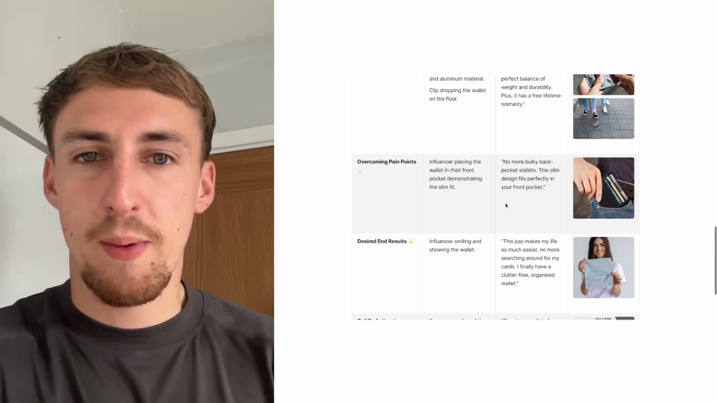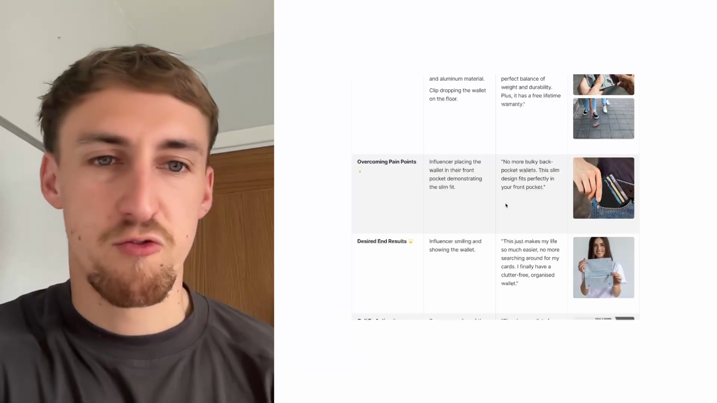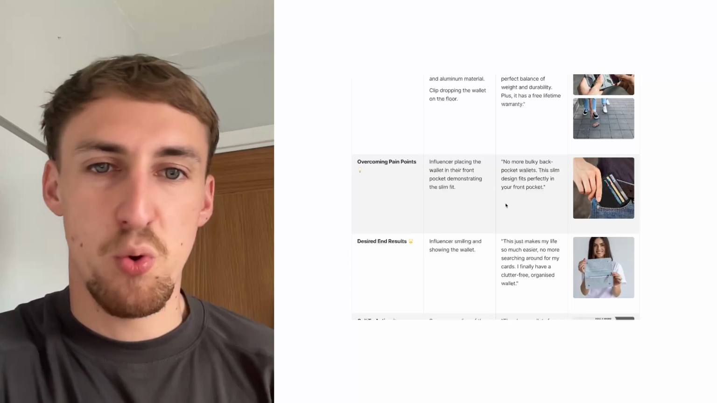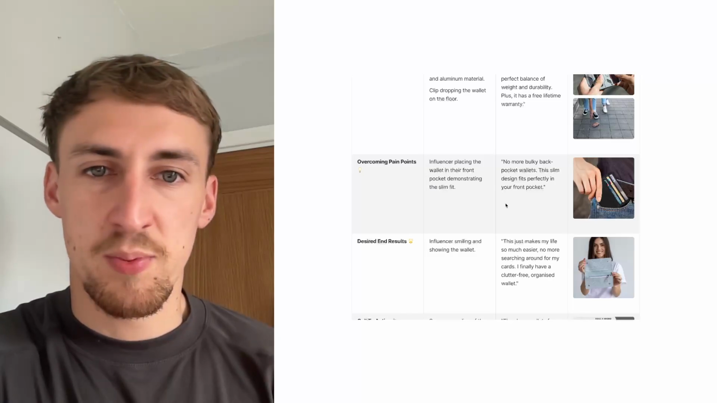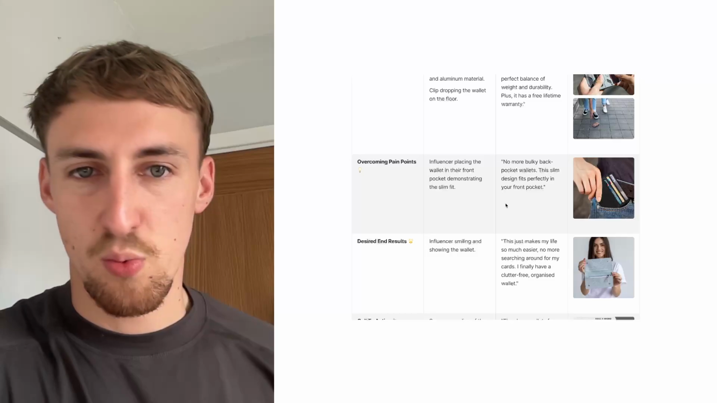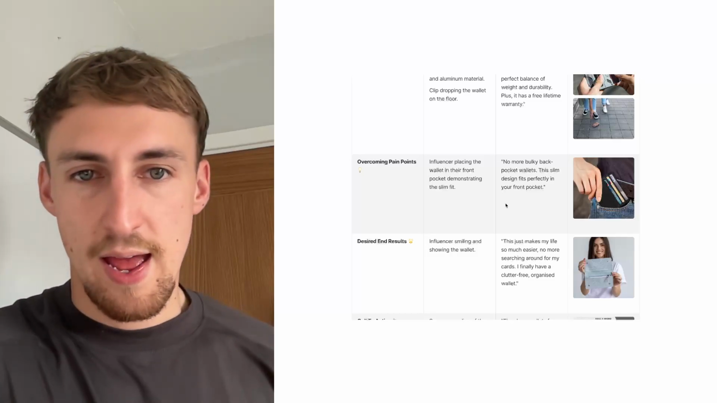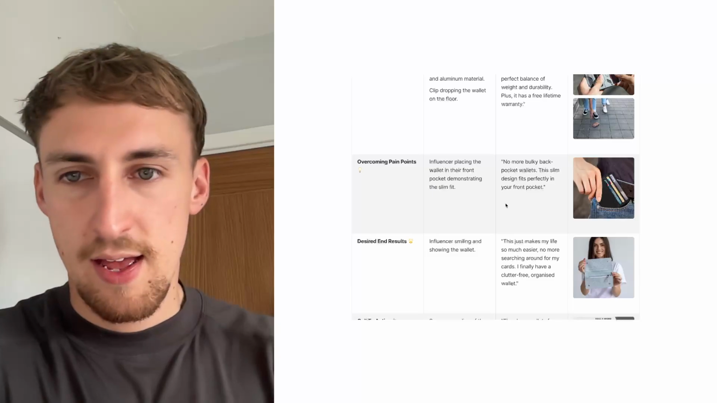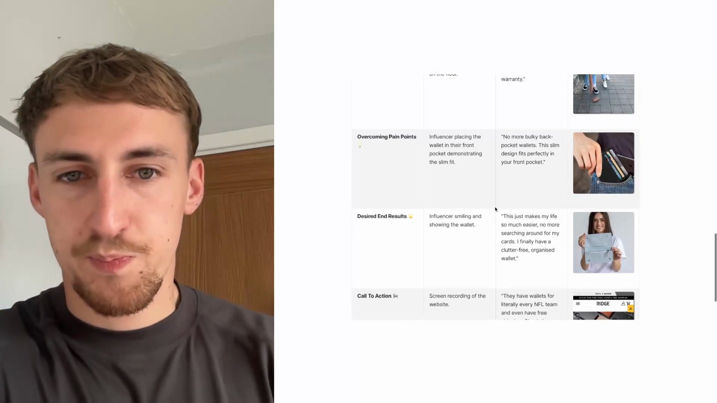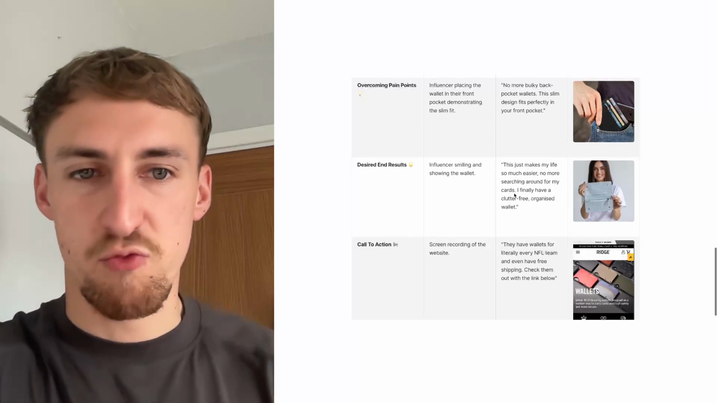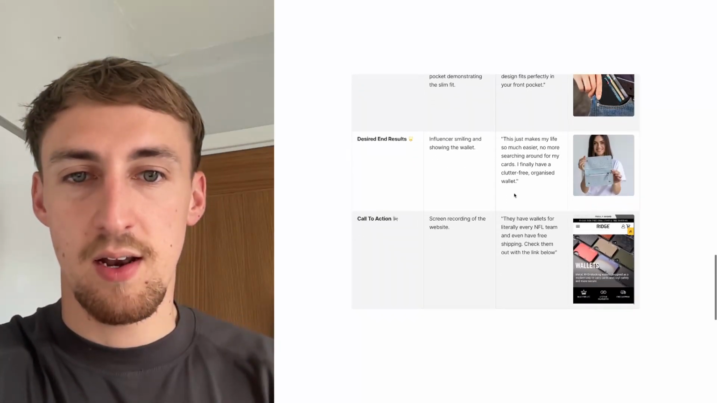Then we have some overcoming pain points, and I think this is really good for this type of audience, the NFL one, because they're going to have bulky wallets. They're going to have experienced this before. I've seen them all with big bulging pockets with the wallets in, and it just doesn't make sense. With this one, it's a slim design, fits in your front pocket. People are going to love that, and it fits really well into this brief. We also have a little bit more of the desired end result, making their life easier, less clutter.